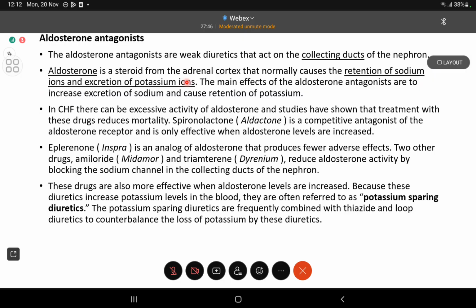Retention of sodium and excretion of potassium is caused by aldosterone. Since this one is an antagonist, they are going to prevent the retention of sodium and excretion of potassium, meaning that they are going to inhibit the excretion of potassium. So potassium is going to be spared inside the cell. That's why they are considered potassium-sparing diuretics.